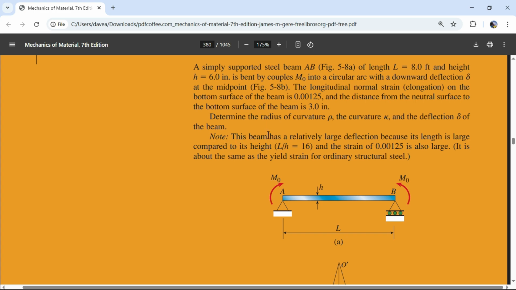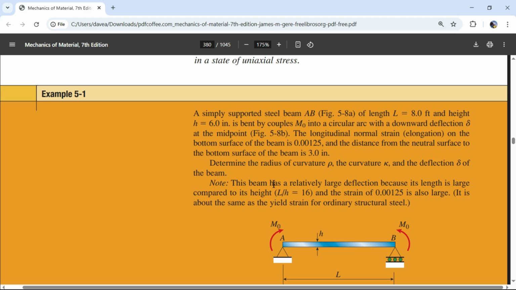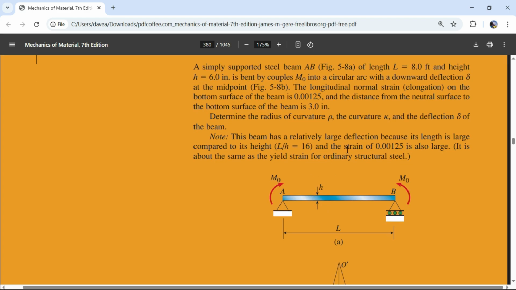All right, so it says, note, this beam has a relatively large deflection because its length is big, 96 inches, compared to its height. Its height is 16. No. The length is 96 divided by 6. And I guess that's 16. How would we do that? What's 96 divided by 12? I don't know. What's 96 divided by 24? Oh, I remember that one. 96 divided by 24 is 4. And so I think I can get there to 16, just kind of working backwards. Okay, sweet.